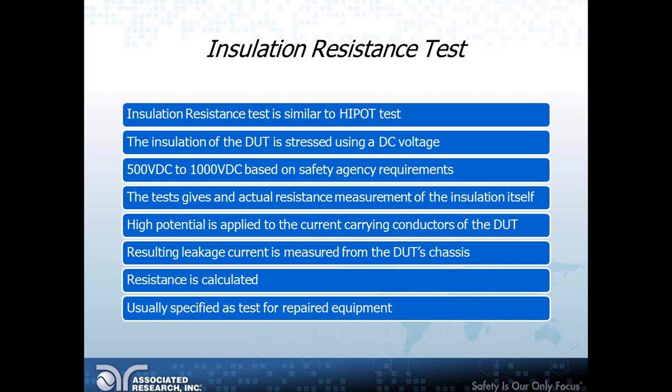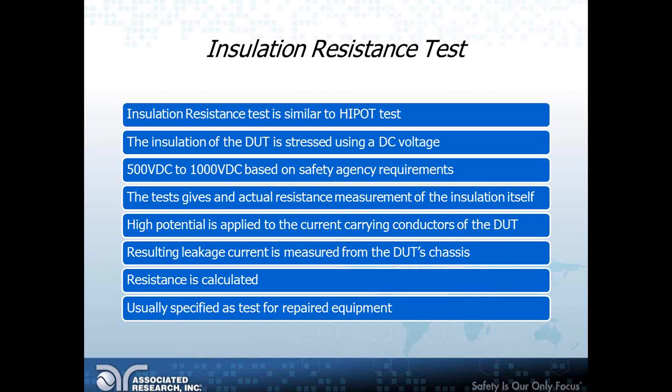So this is where the test is different from a Hipot test. Also, it's not run at a very high potential compared to the Hipot test. It's stressing the same insulation, but at a slightly lower voltage, which is specified by safety agencies to be between 500 volts DC to 1000 volts DC. Note that since the Hipot test can be either AC or DC, the insulation resistance test potential is DC in nature.